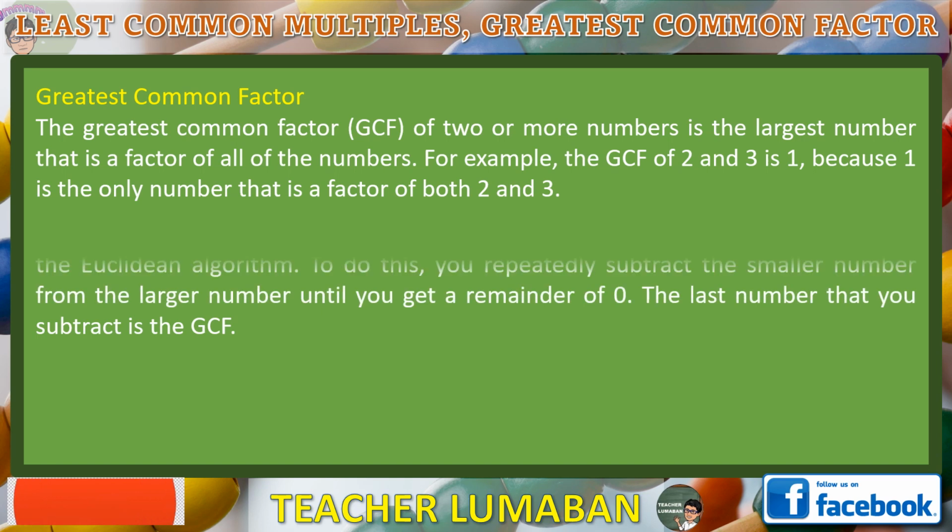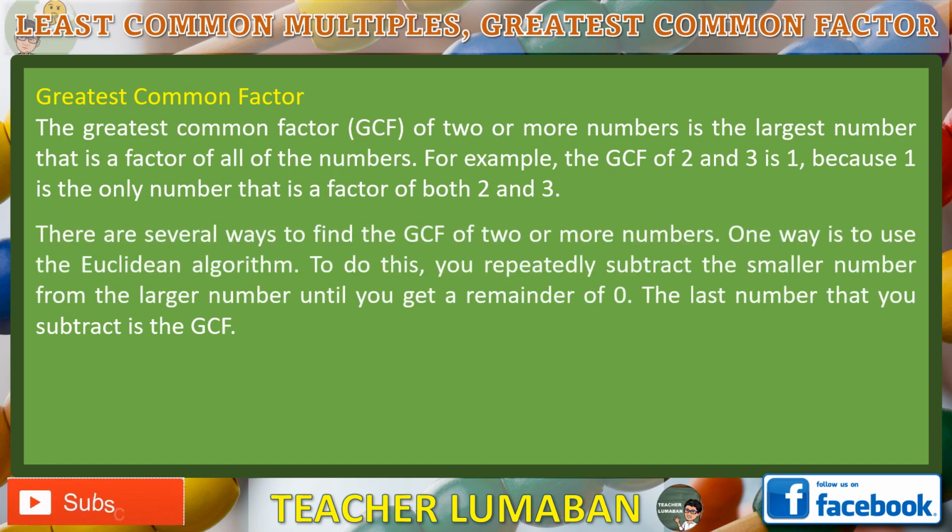There are several ways to find the GCF of two or more numbers. One way is to use the Euclidean algorithm. To do this, you repeatedly subtract the smaller number from the larger number until you get a remainder of 0. The last number that you subtract is the GCF.